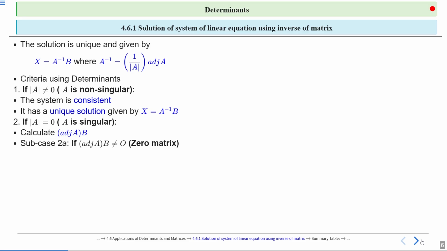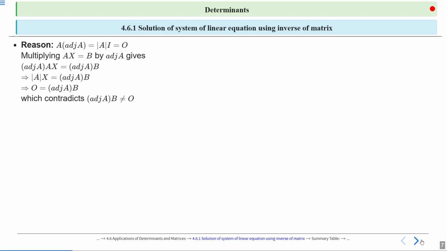Then the system is consistent with a unique solution. Now in the second case, if the determinant of A is 0, then we calculate adjoint of A into B. And now there is a subcase of case 2, that is, if adjoint of A into B is not equal to 0, in this case the system is inconsistent. So if we calculate adjoint of A into B and it is not equal to 0, then the system is inconsistent. In this case, the system has no solution.